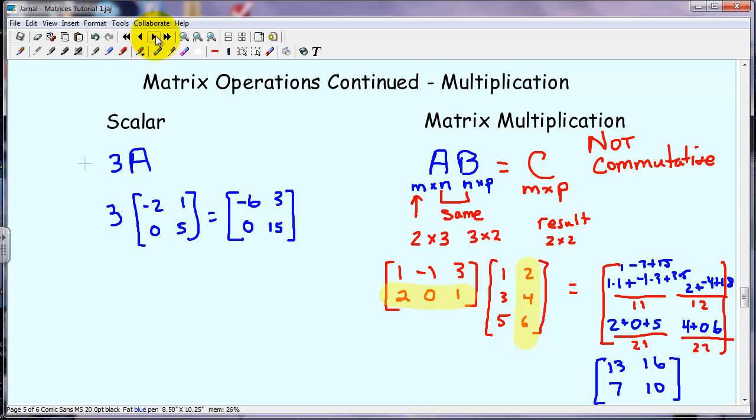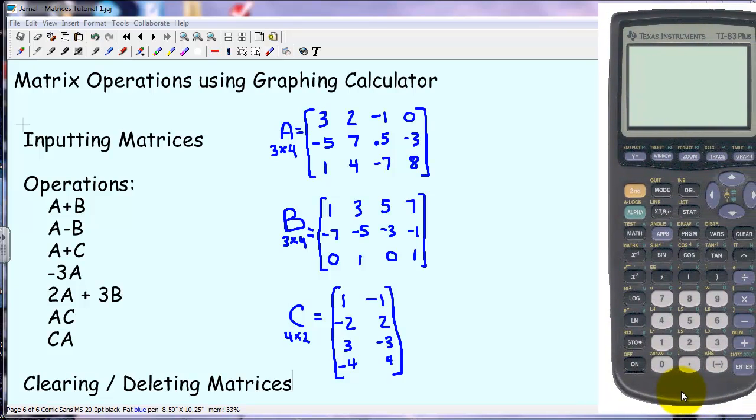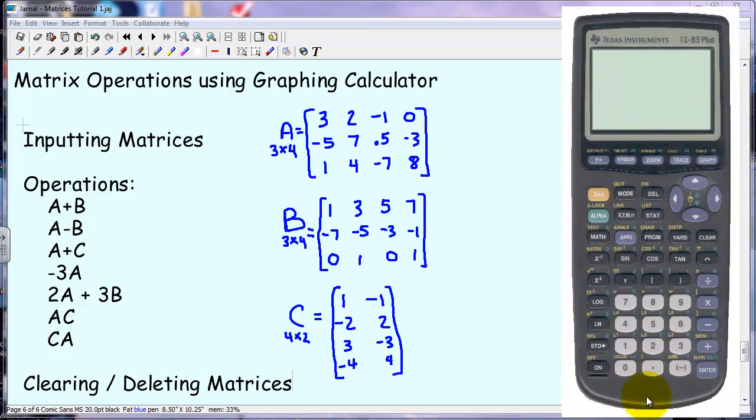So let's talk about now, we've seen how to do all these basic operations by hand. So let's talk about how we can do these using a graphing calculator. So let me bring in my graphing calculator. Let me turn it on and let's clear it. So first we're going to talk about inputting matrices, and for the examples we're going to do with the calculator here, we're going to use these 3 matrices.